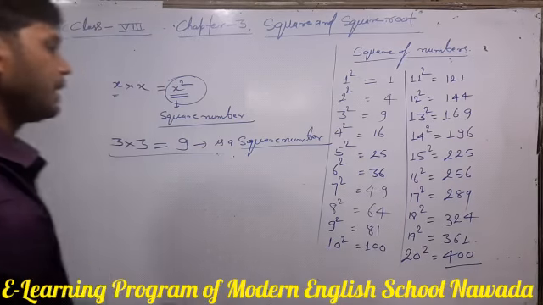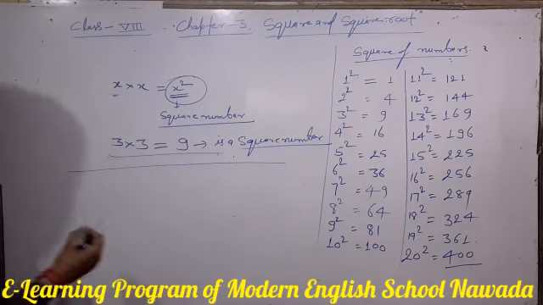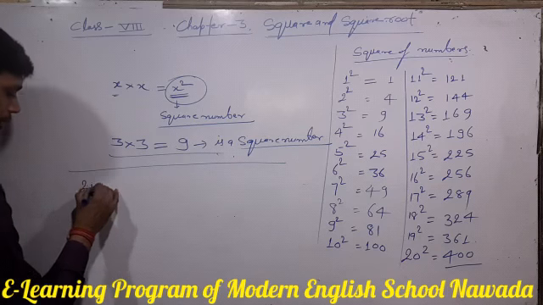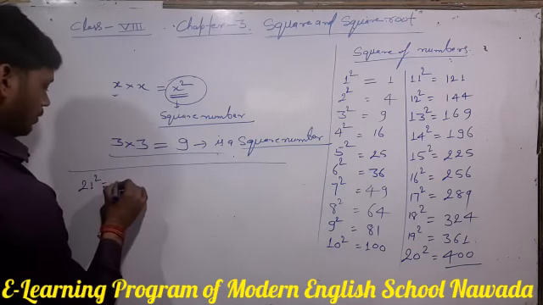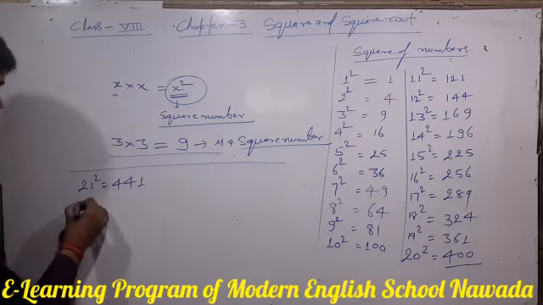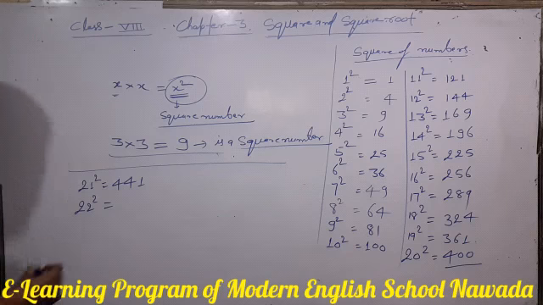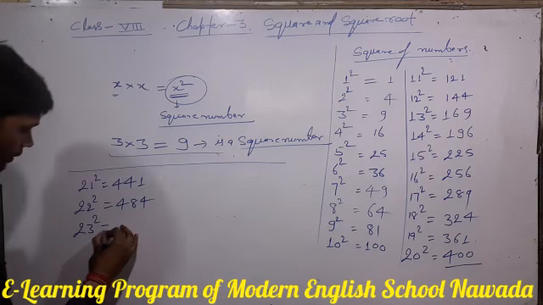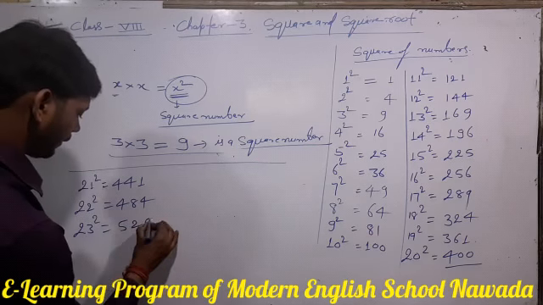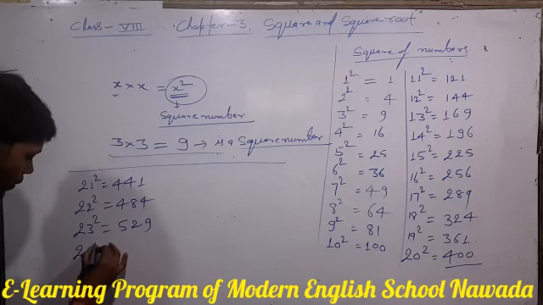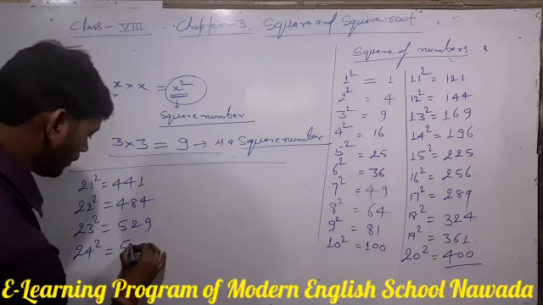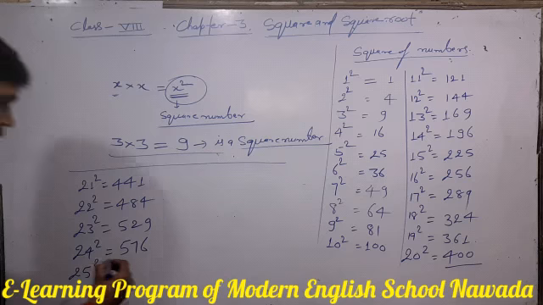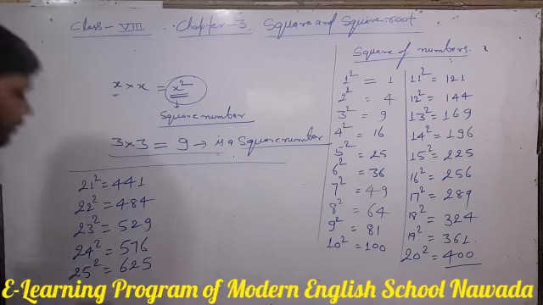Again write a square of 21 to 30. 21 square equal to 441. 22 square is equal to 484. 23 square equal to 529. 24 square equal to 576. 25 square equal to 625.